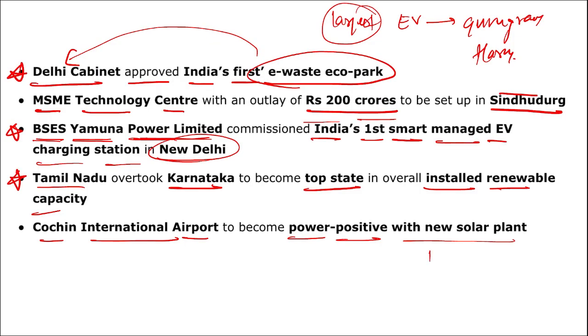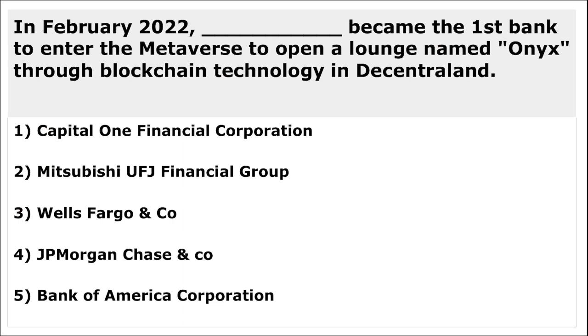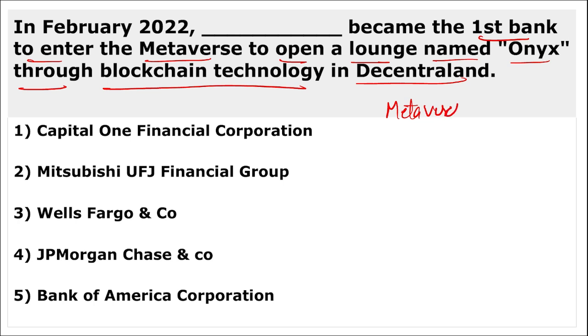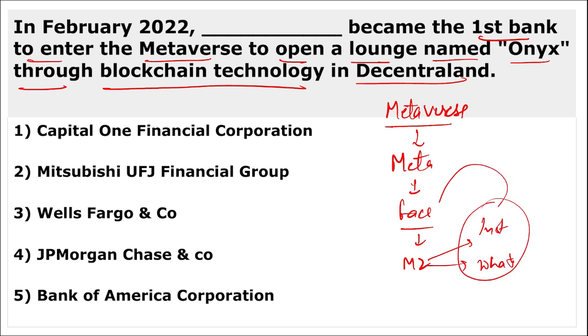What does this mean, power positive? That means they are generating more power from solar energy than they are actually using. Next, in Feb 2022, a bank became the first bank to enter the metaverse to open a lounge named Onyx through blockchain technology in Decentraland. So first of all, if we are talking about the metaverse, it is owned by Meta. Meta was earlier known as Facebook, and who owns Facebook? Mark Zuckerberg. Remember, apart from this, Mark Zuckerberg also owns Instagram and WhatsApp. Basically, they are owned by Facebook.